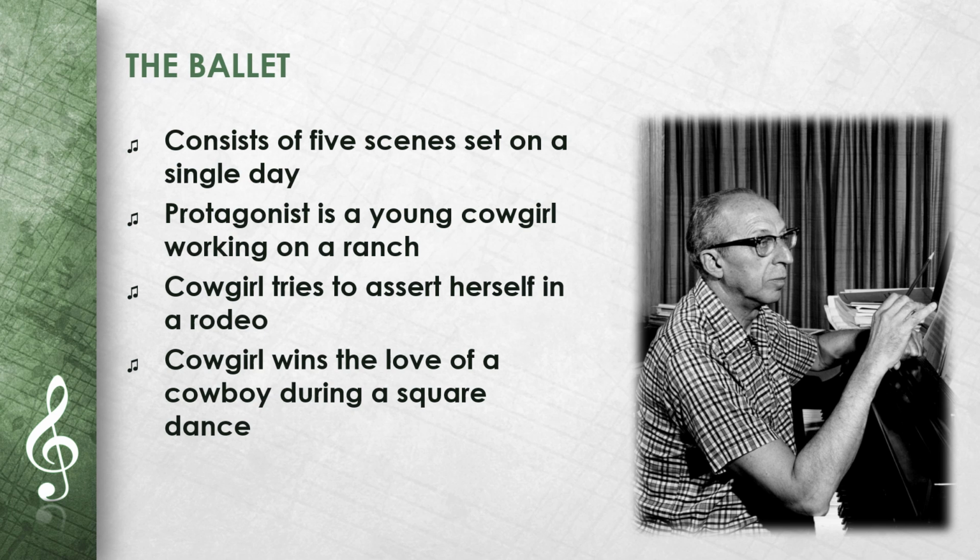In the third scene, the cowgirl dreams of being courted by a cowboy. In the fourth scene, a square dance takes place where the cowgirl finally wins the attention of a cowboy. In the fifth scene, the two ride off into the sunset together.